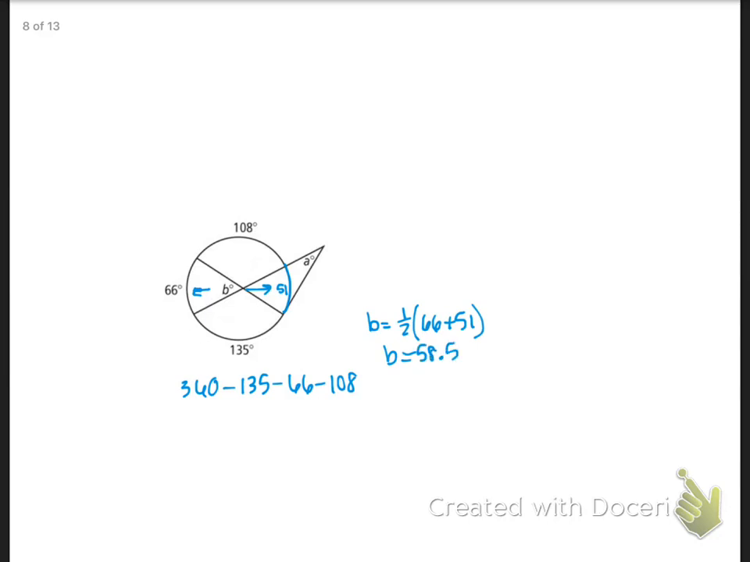Now if I switch colors, A opens up to all of this. So I'm using these two arcs. So it's sitting on the outside, so I'm going to subtract. My big arc that it's opening up to is that 135 minus the little one, 51. So my A is going to be 42.